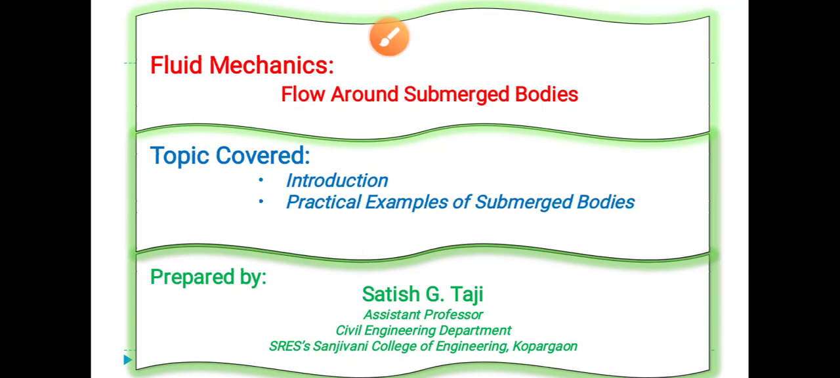Dear students, friends, in the last class we have completed up to the polar diagram. There itself, the drag and lift chapter is completed. That is part 1A. Now we will go to the second part, 1B, under flow around submerged bodies.